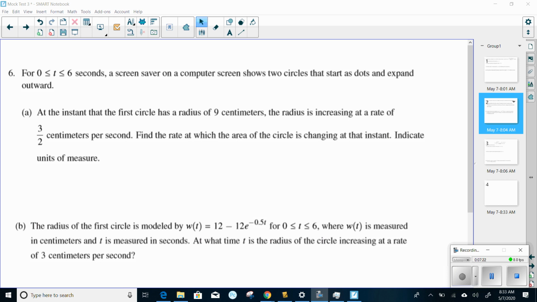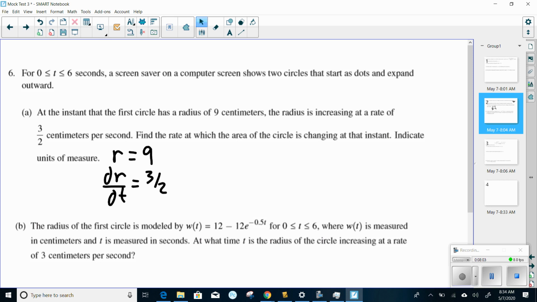If you look at it, it says for between 0 and 6 seconds, a screensaver on a computer screen shows 2 circles that start as dots and expand outward. Part A says at the instant that the first circle has a radius of 9, the area is increasing at a rate of 3/2 centimeters per second. Find the rate at which the area of the circle is changing at that instant. Indicate the unit of measure. So we want to find the rate that the area is changing when the radius equals 9, and the rate of change of the radius, so that'd be dr/dt, equals 3/2.